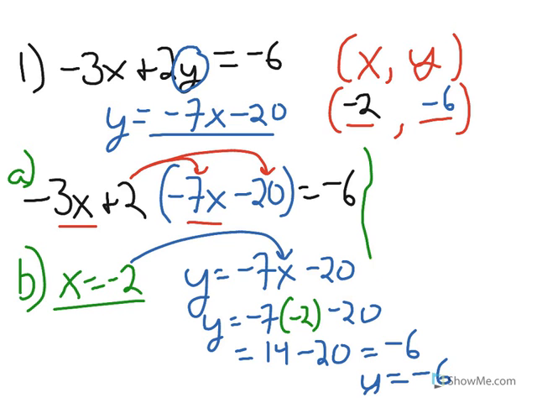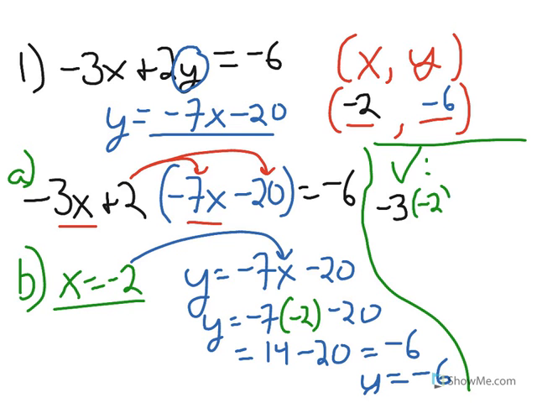Let's come over here and check our work really fast. Should make both equations true. So I have my first equation in black, negative 3, plug in my negative 2 for x, plus 2 times negative 6, and that should equal negative 6. We're getting a little squished. That's all right. So negative 3 times negative 2 gives me a positive 6. 6 plus negative 12 gives me negative 6, and that equals negative 6. So it works for my first equation.